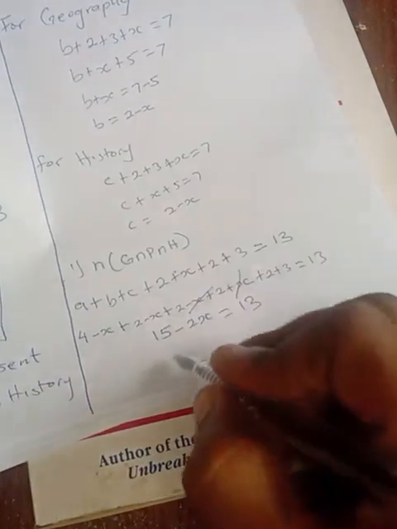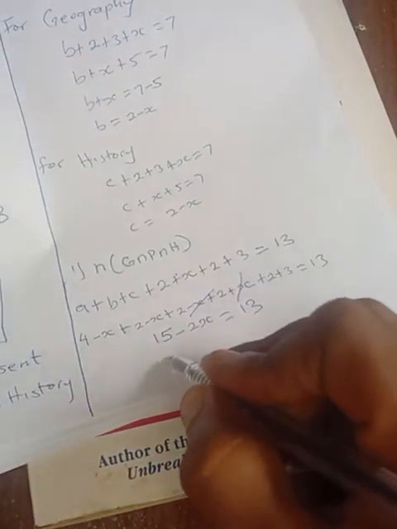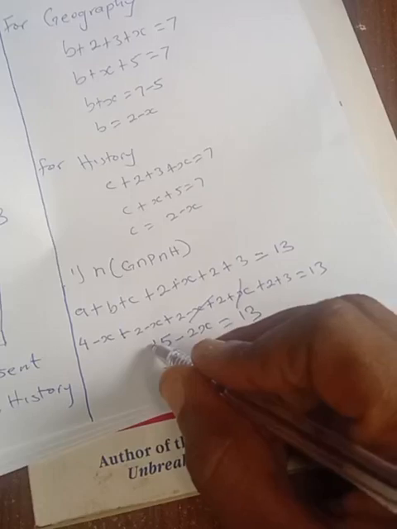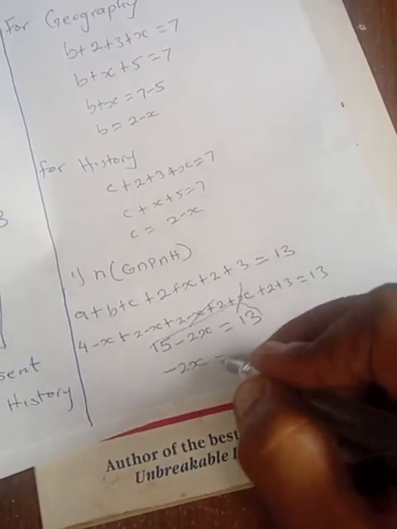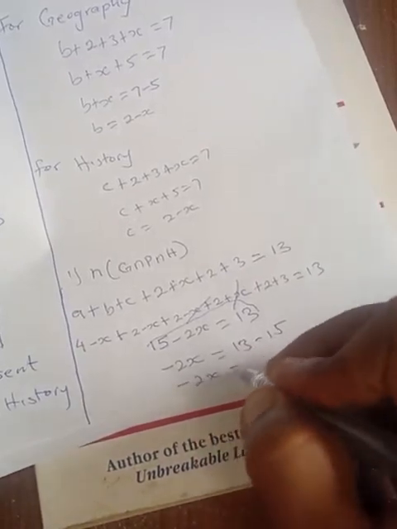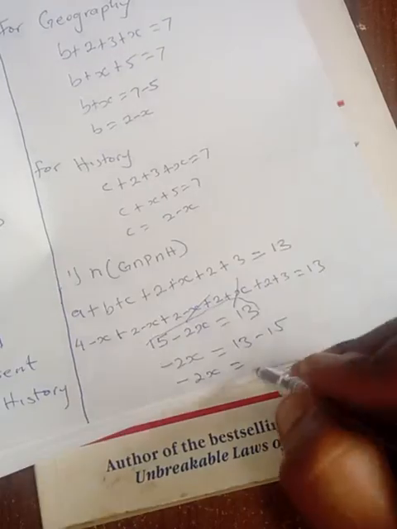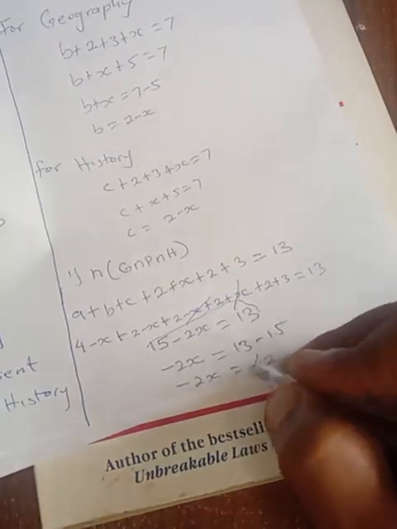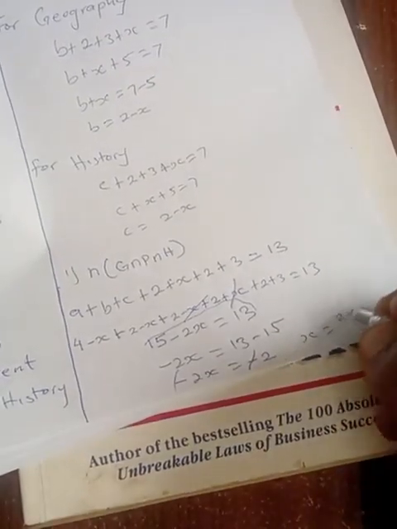Alright, so what is the next thing? 15. So I'm going to say minus 2x. This 15 will come out, equal to 13 minus 15. So minus 2x equal to 13 minus 15, which is minus 2. Minus cancels minus. So x equals 2 over 2, it is 1. So our x is 1. Look at it, our x is 1. Alright, so let me flip to the other side so that I can complete the remaining. The remaining one is very simple.